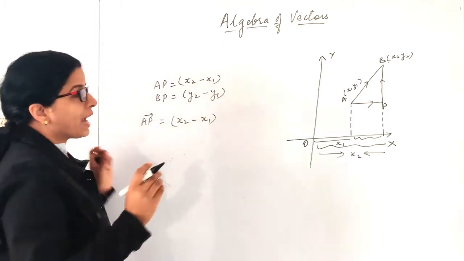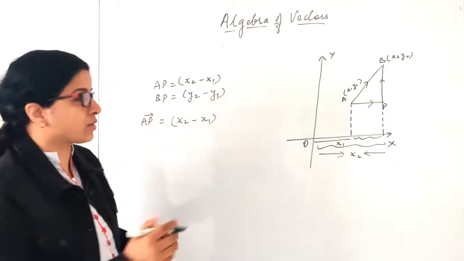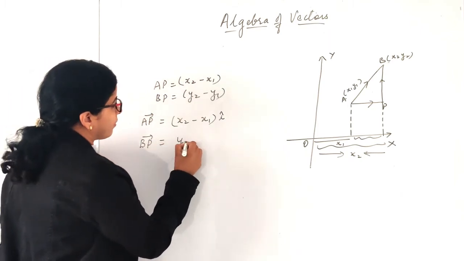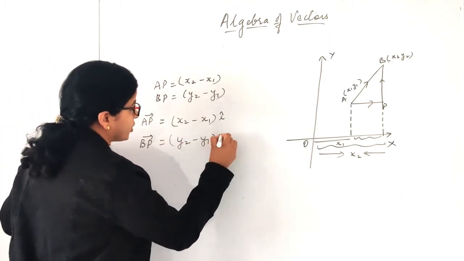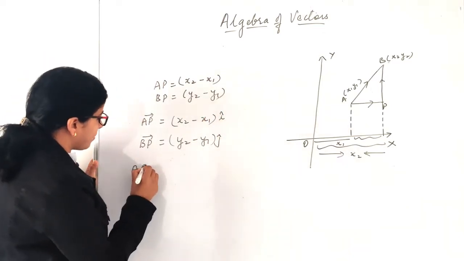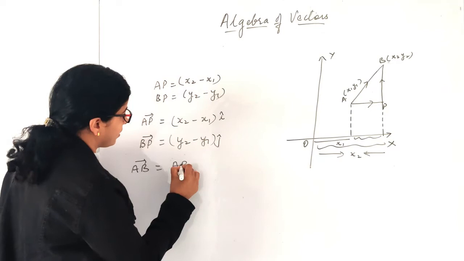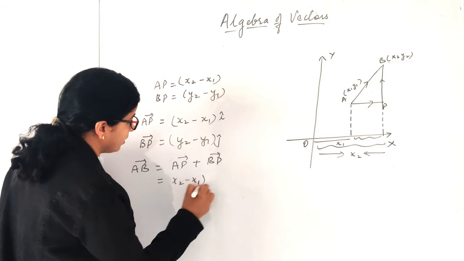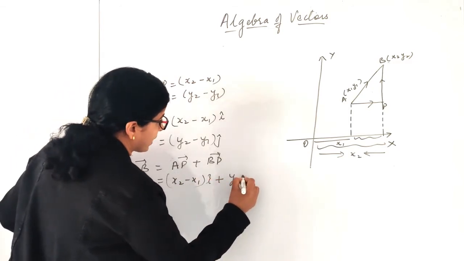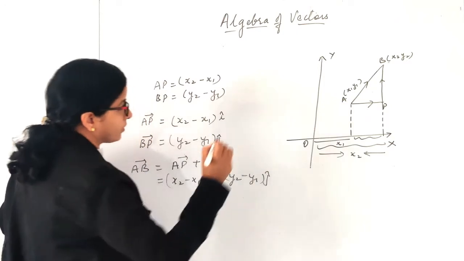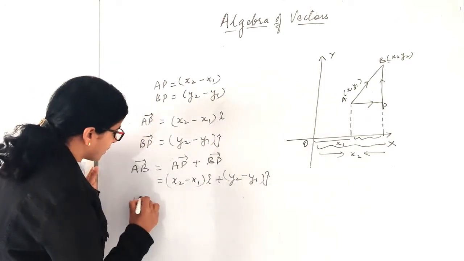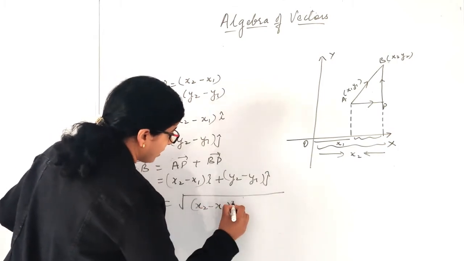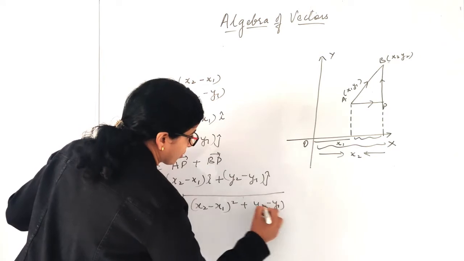Now if I want to find the vector part of it, it becomes x2 minus x1, and we already know that i is the unit vector along the x-axis, so I write i cap over here. The BP vector will become y2 minus y1 j cap. And the AB vector I can write as AP vector plus BP vector, which is x2 minus x1 i cap plus y2 minus y1 j cap. If we want to find the magnitude of this vector, it is root of x2 minus x1 whole square plus y2 minus y1 whole square.